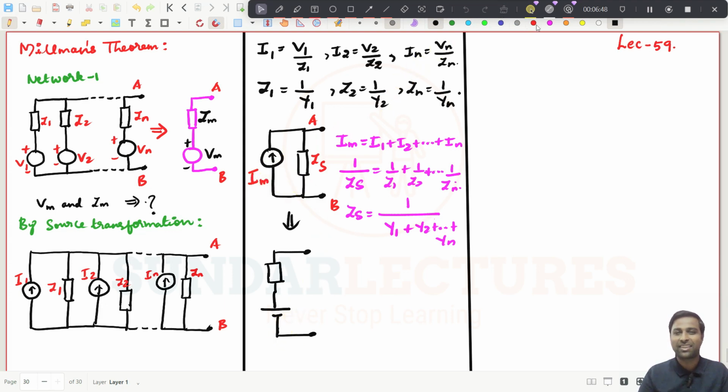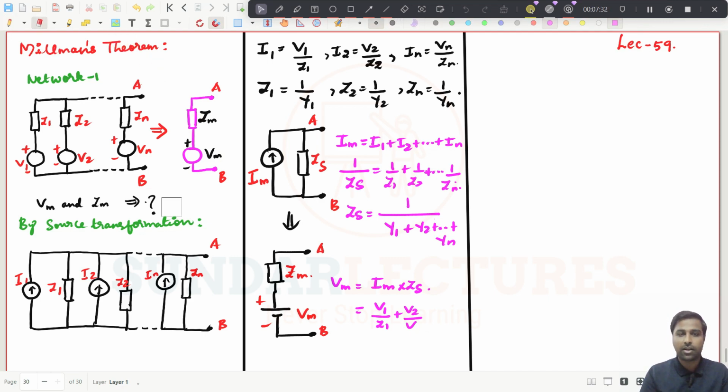Again, I am converting the current source to a voltage source, and I am considering this to be Vm and this to be Zm, with plus and minus polarity. What is Vm now? Obviously, Vm is equal to current into impedance, that is Im into Zs. So what is Im here? This is Im. What is I1? I1 we know is V1 by Z1. So what can I write? V1 by Z1 plus V2 by Z2.